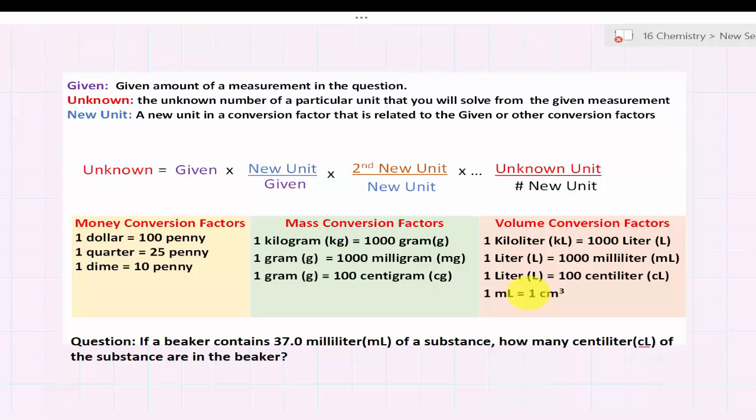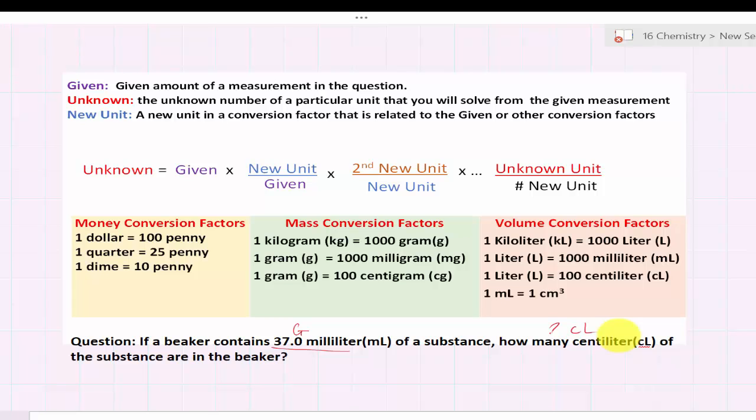How about you try another problem by yourself? In this question, we have a beaker containing 37 milliliter of a substance. How many centiliter of the substance are in the beaker? So again, our given is 37.0 milliliter, and we are looking for the unknown, question mark centiliter, of a substance.